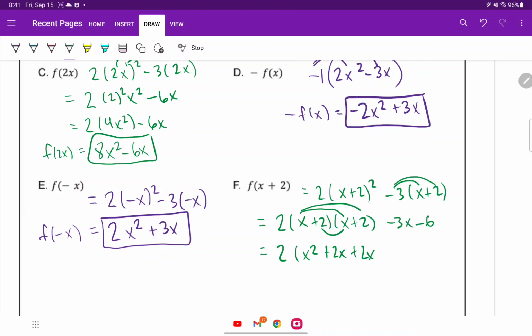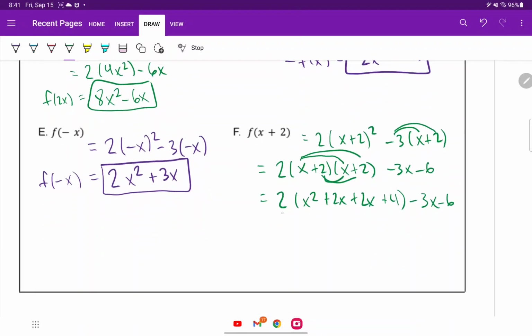Okay, so we said 2 times x is 2x, and now we're going to do 2 times 2, and we're going to get 4. And notice I'm leaving this in parentheses, and the reason why is because I still have to distribute the 2. From here, I'm going to still leave that 2 out there. I'm going to combine my like terms. So x squared plus 4x plus 4 minus 3x minus 6.